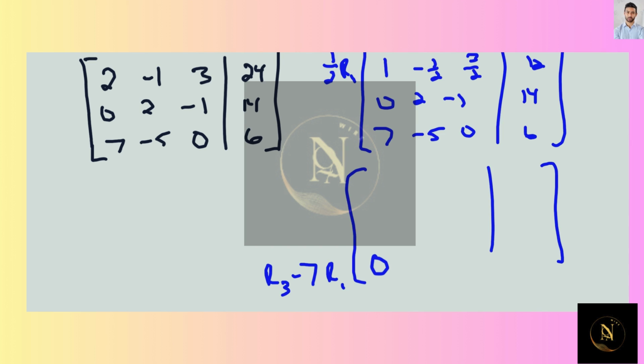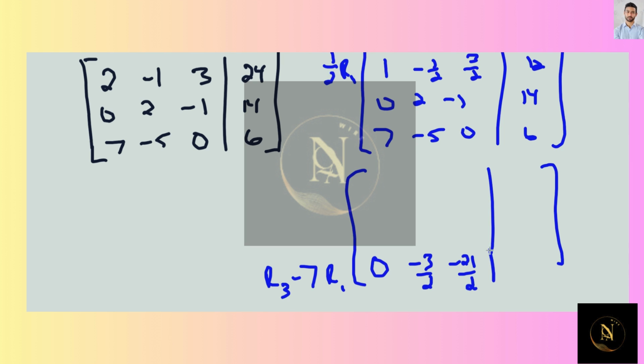And so we would get -3 halves. And then we'd have 0 minus 7 times 3 halves. And we would get a -21 halves. And finally, we would have 6 minus 7 times 12. And that is -78.